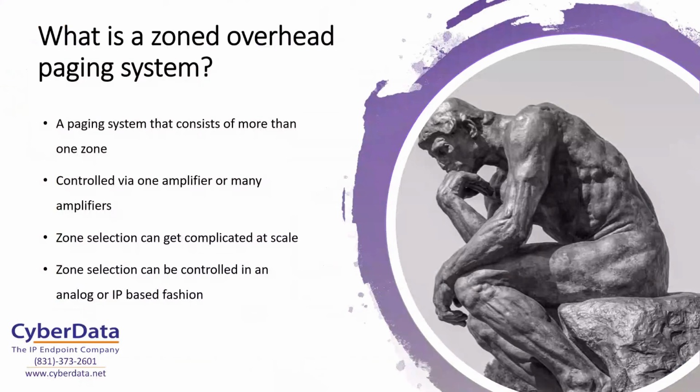Zone selection can, of course, get complicated at scale, especially when you're dealing with, say, 10 different zones. It's a little complicated depending on how you can actually interact with those and the different combinations of all those particular zones. And zone selection can, of course, be controlled by using an analog amplifier or in an IP-based fashion with something like a paging group if it's provided by your phone system, or multicast, which is an open source protocol that's used by a multitude of telecom equipment manufacturers.